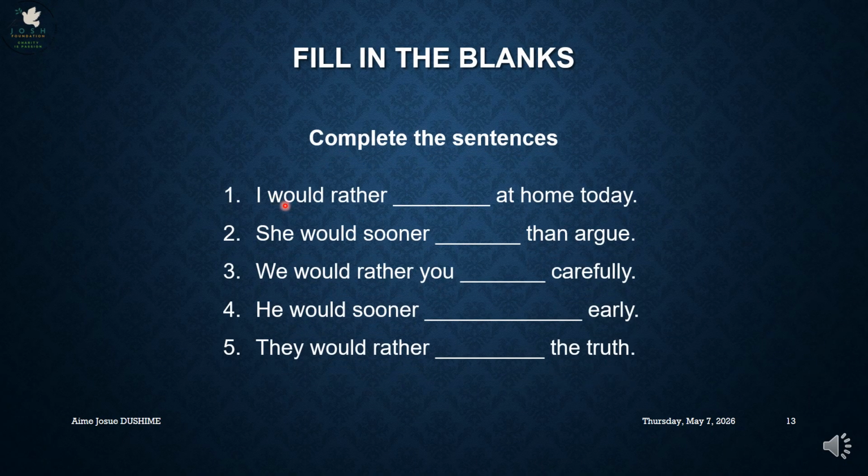Complete the sentences. I would rather dash dash at home today. She would sooner dash dash than argue. We would rather you dash dash carefully. He would sooner dash dash early. They would rather dash dash the truth.